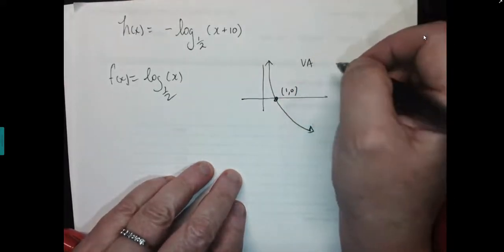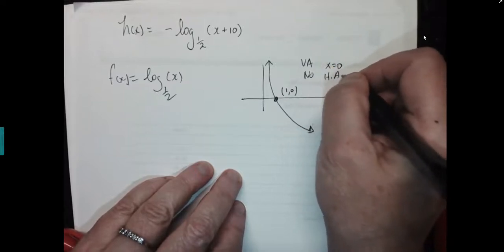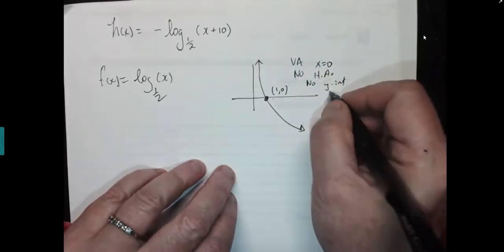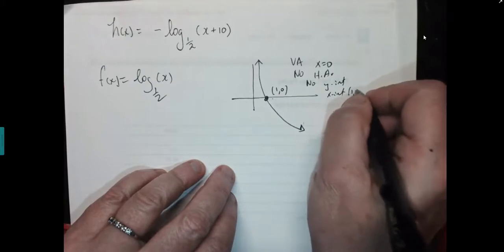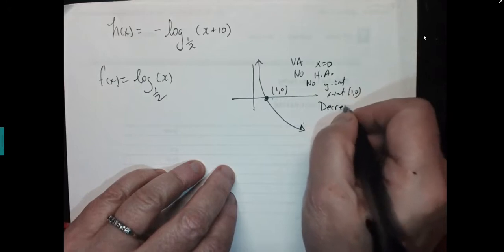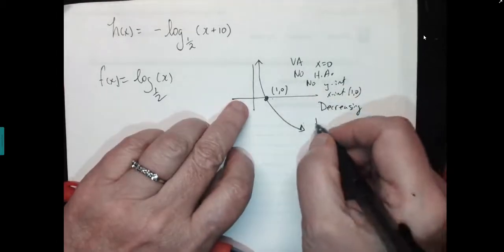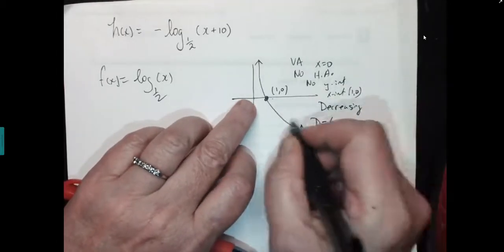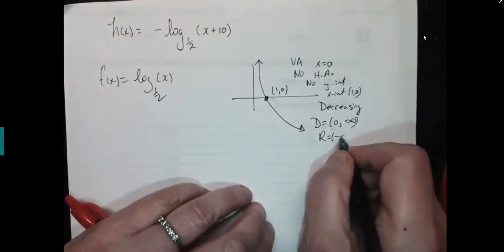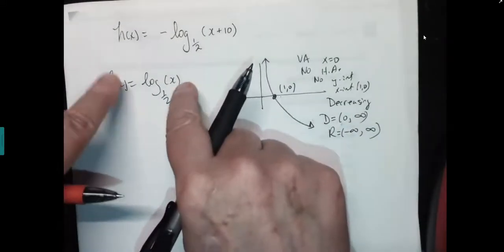The vertical asymptote is the y-axis. There's no horizontal asymptote. There's no y-intercept. The x-intercept is 1, 0. As I move from left to right, I'm going downhill, so it's a decreasing function. My domain goes from 0, starting at but not including 0, to infinity. And my range, bottom to top, well, negative infinity to positive infinity. Okay. So now how do I get this from this?